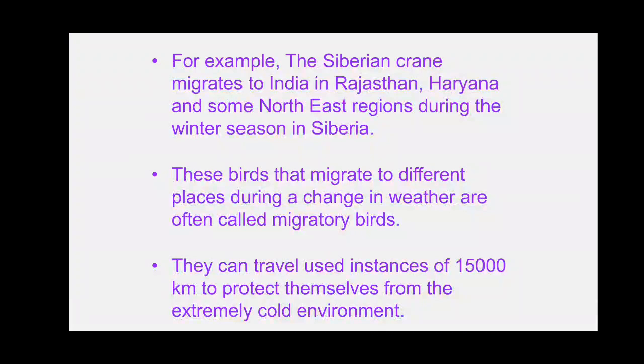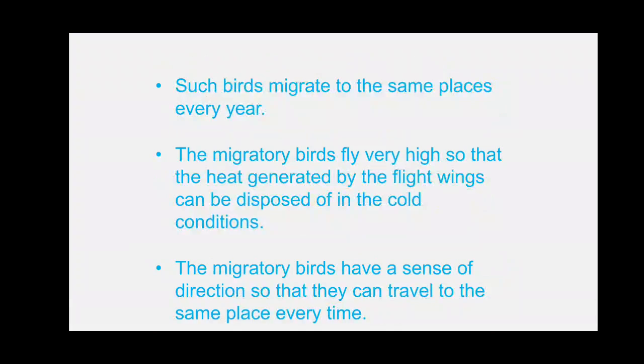For example, the Siberian crane migrates from Siberia to India, in Rajasthan, Haryana and some northeast regions, during the winter season. These birds that migrate to different places during a change in weather are often called migratory birds. They can travel for instance 15,000 km to protect themselves from the extremely cold environment, and this is known as migration.